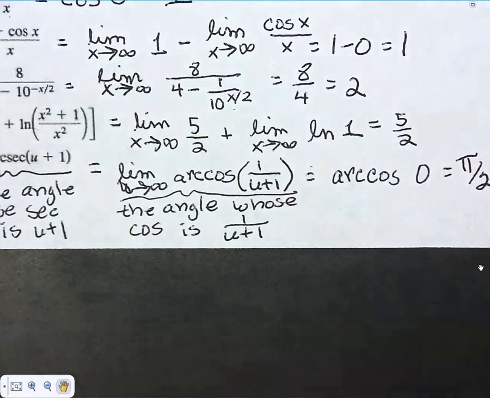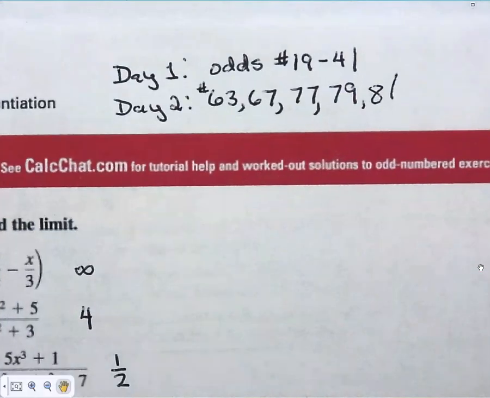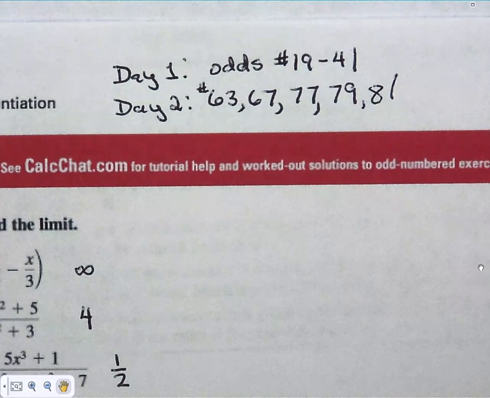All right, the homework for tonight is only the odd problems just like those. So 19 to 41. Starting at 63 tomorrow, we start graphing everything we know: extrema, increasing, decreasing, concavity, vertical or horizontal asymptotes, et cetera, et cetera.